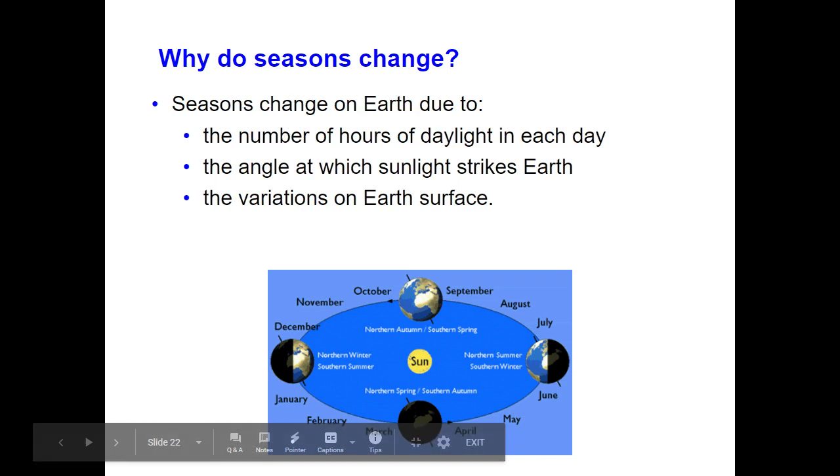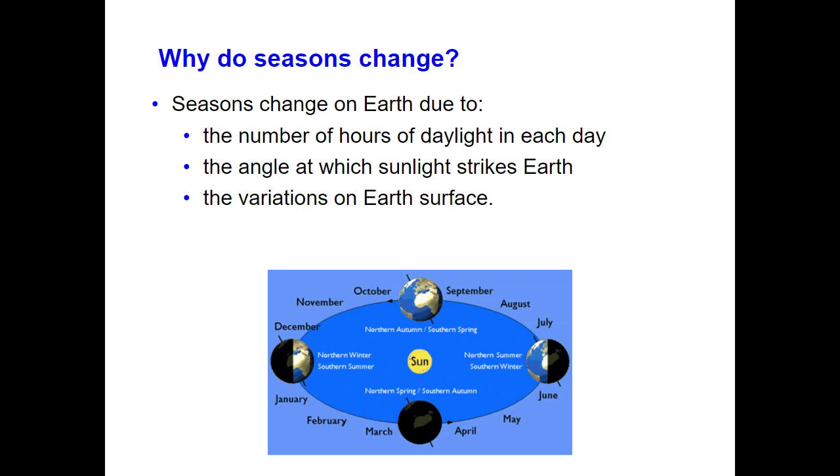Why do the seasons change? Well, that has to do with the Earth's tilt and the location of the sun. So the number of hours of daylight, the angle at which the sunlight strikes the Earth, and the various Earth surfaces. Remember, the Earth's axis is tilted around 23.5 degrees.